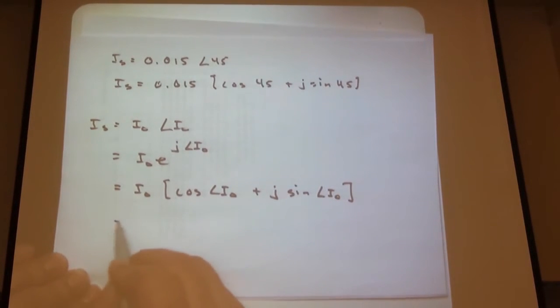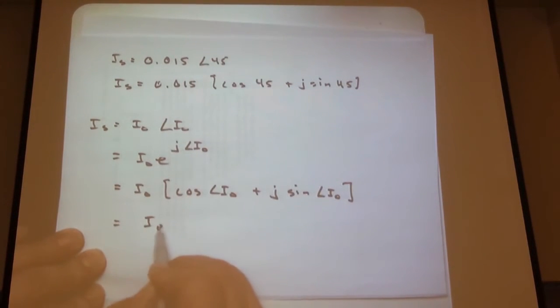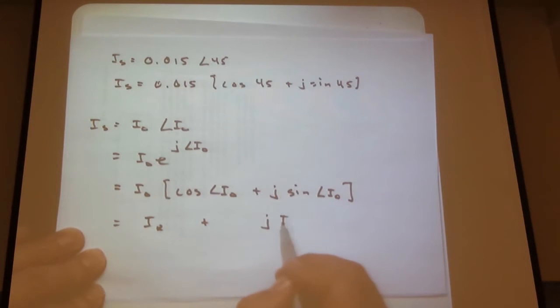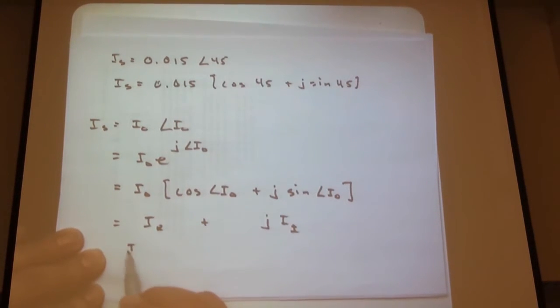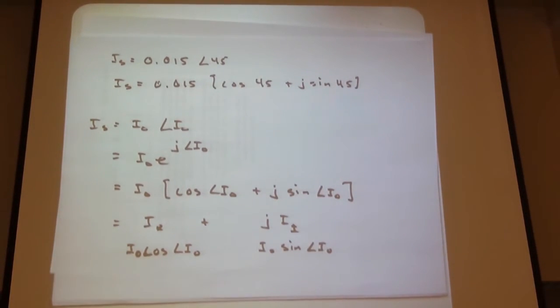So if we want to write this as I real plus j I imaginary, this is I naught cosine angle I naught, and this is I naught sine angle I naught. Right? Does that answer your question?